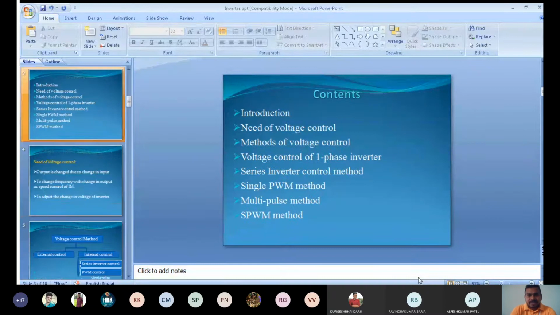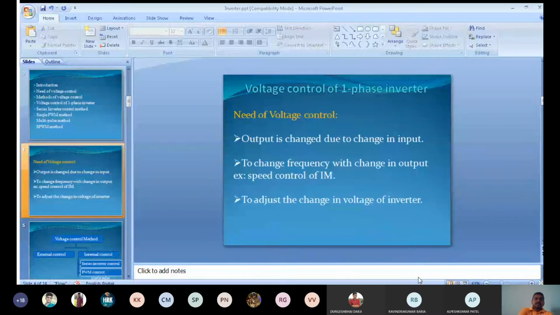The contents of today's lecture are an introduction to voltage control, the need of voltage control, why voltage control is required, and different methods of voltage control of inverter, series inverter control method, in which we have single PWM method, multiple PWM method and SPWM method. Now let us discuss the voltage control of inverter.